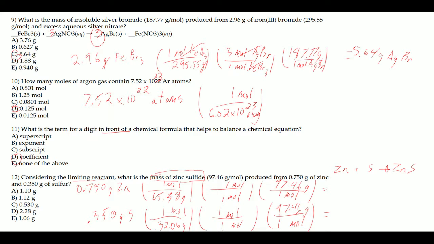So I should get, now that these are all set up correctly, I think. Starting with the zincs, I should get 1.12 grams of zinc sulfide. Starting with the sulfur, I get 1.06 grams of zinc sulfide. Pick the lower of these. So my answer here should be E.